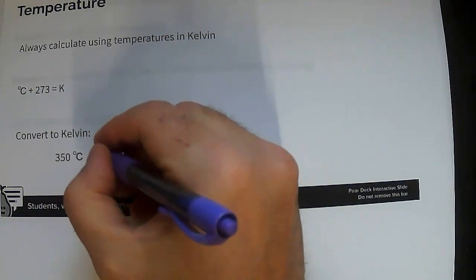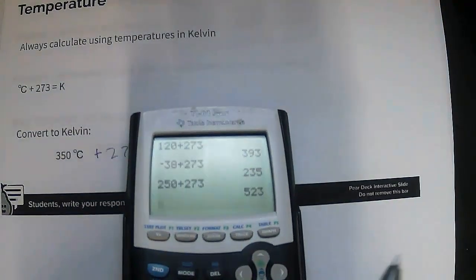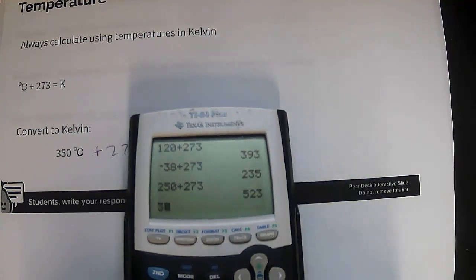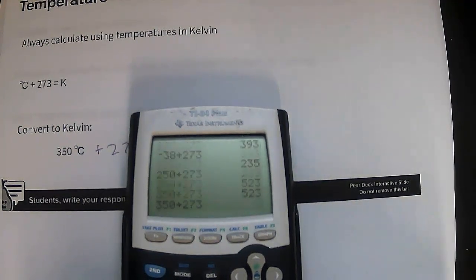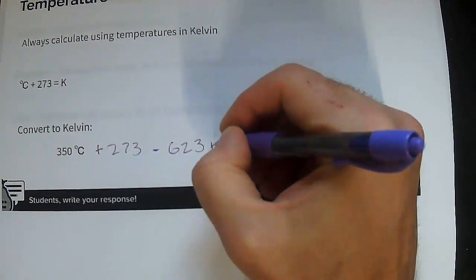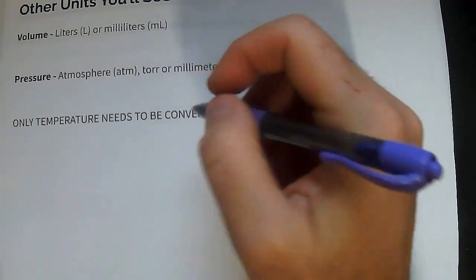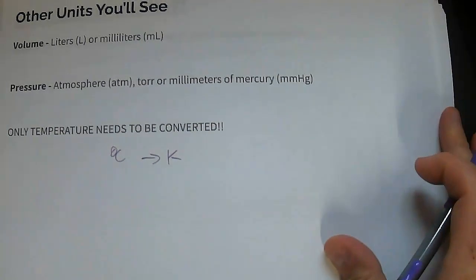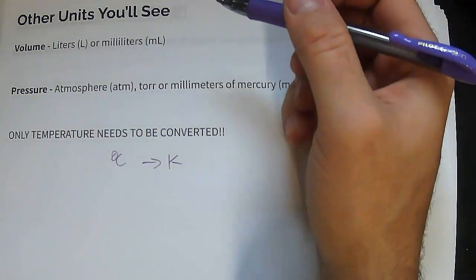And then the last one, 350 plus 273. Notice that's 100 more here, so our answer should be 100 more there. But we'll still do it. 350 plus 273. Enter. 623. So that's 623 Kelvin. Here's the list of units that you'll see. If it's in Celsius, we have to make sure the problem is in Kelvin. But otherwise, we can keep all the other units the same.